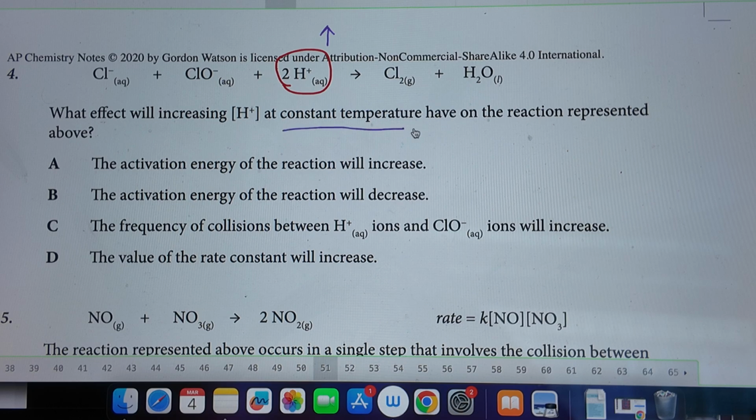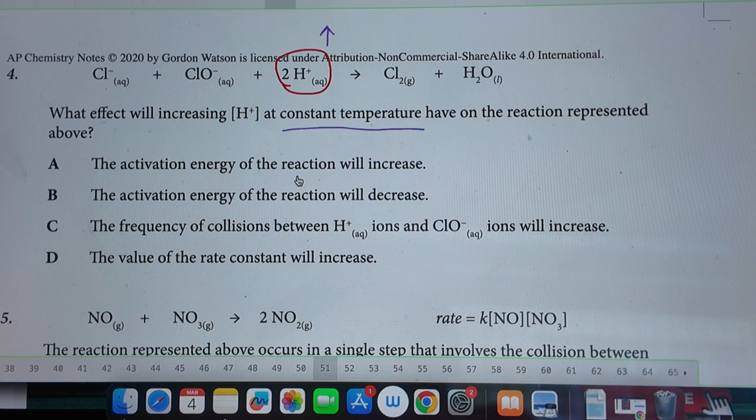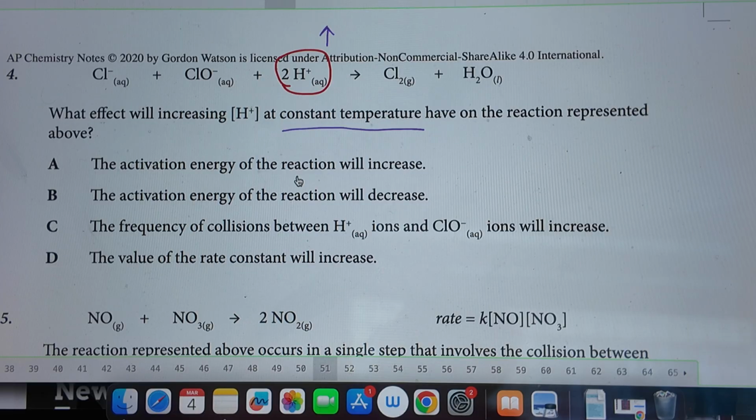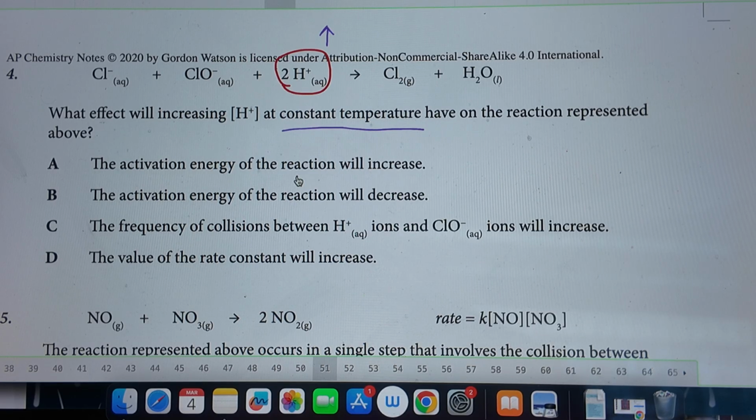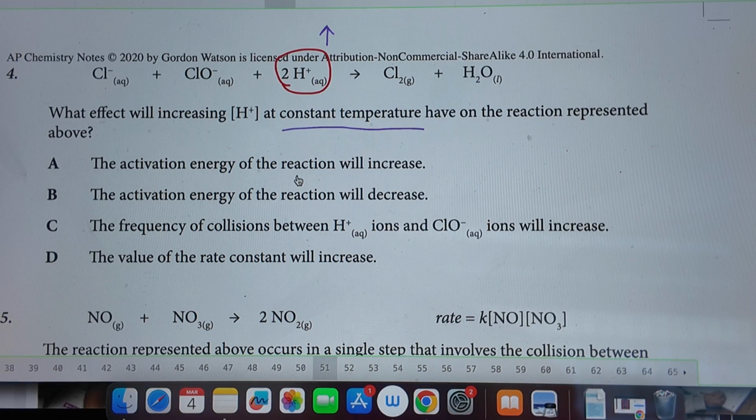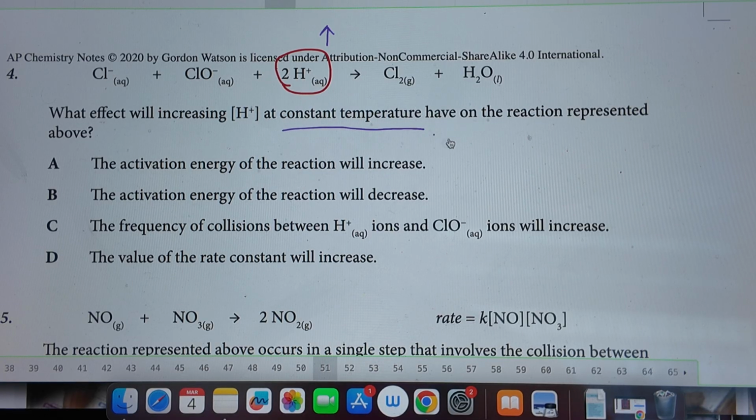At constant temperature. Okay, the reaction represented above. Oh, okay, so increasing the concentration increases the amount of collisions that could happen. The more packages you have in your house, the more often you'll bump into one, right? The more people at a party, the more people you'll bump into, right? So that's how collisions work. And since H plus is a reactant, not a product, increasing the H plus means that there will be more collisions that happen, and that doesn't change K. So K stays constant no matter what.